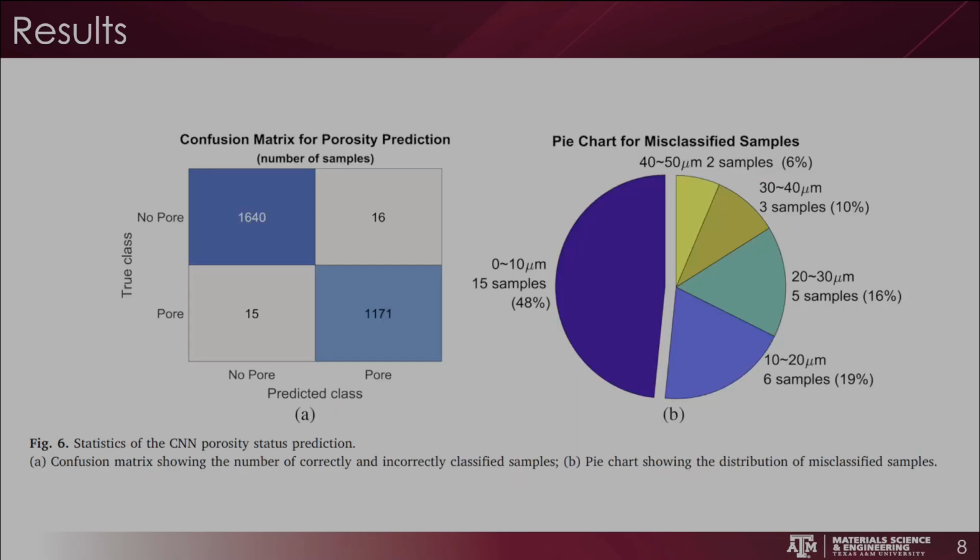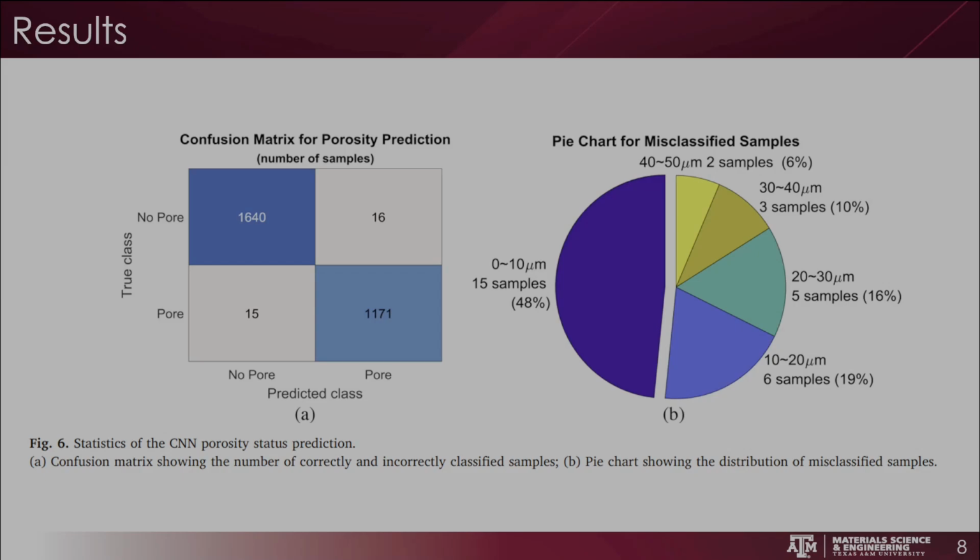For the results, the confusion matrix on the left shows very good accuracy overall, with the vast majority of predictions being correct, while there were 15 that were predicted to be no pore but were actually a pore, and 16 that were predicted to be a pore but were actually not a pore.